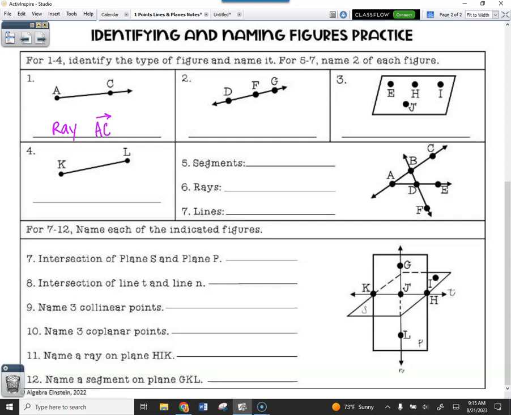What about number 2? What shape is that? What object? That is a line. What are the possible ways to name it? Give me one. DF. DF? Yeah. Give me another, Logan. G or D. Good. Give me another. Keep going. We already went G to F. What about F to G? Can you do that? Yes.